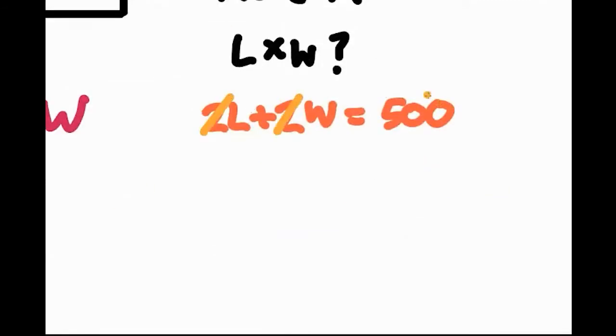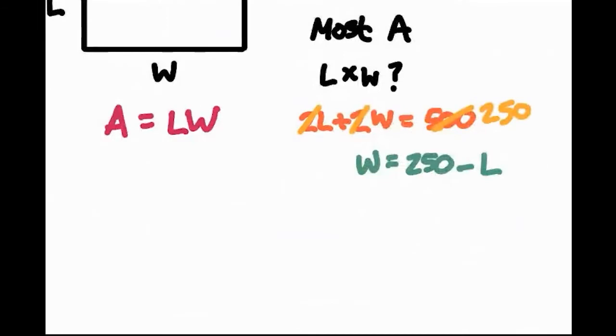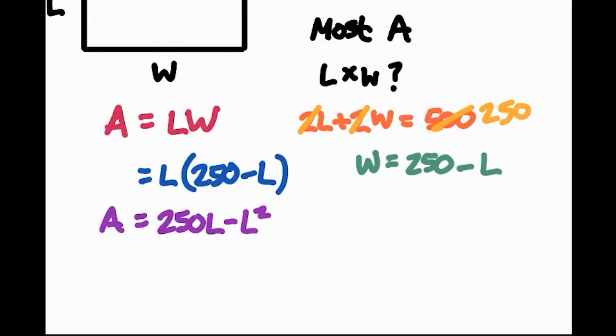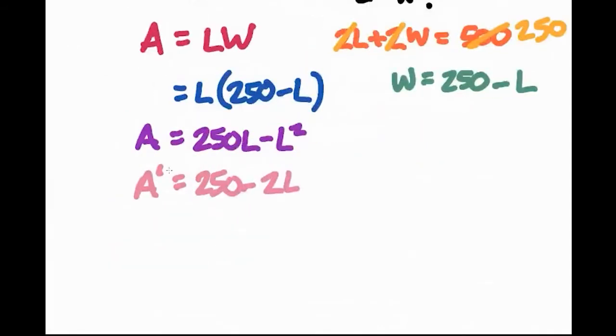I tend to not like W's. Let's divide everything by 2 first. Always make everything simpler first. It just makes it a lot easier to look at. Okay, I'm going to solve for W here, and you end up with 250 minus L. So now, check this out. If we do a little substitution here, you're going to end up with L times 250 minus L. Distribute this out, and you end up with an A equation that has one variable. You can do the derivative of that in your sleep. Let's do that. A prime is equal to 250 minus 2L. So now that we have the derivative, in order to find any relative extrema, what's the next step to do?